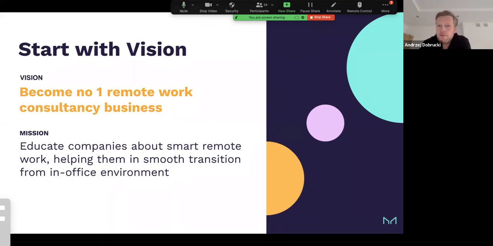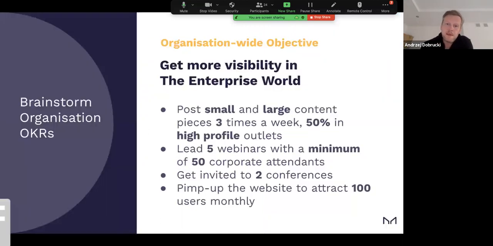So I have used my own example of one of my past companies, the remote work consultancy business. And the vision for the company was just that, to become the #1 company. And the mission is what the company is actually doing: when it's successful, what sort of activities will it be doing in the ecosystem, whatever ecosystem it is. In this case, that would be educating companies, helping them move to remote work. And then if we have that, we can actually start creating OKRs, and that should always be a collective process when we're trying to find out what directions the company, the organization, will be moving into.